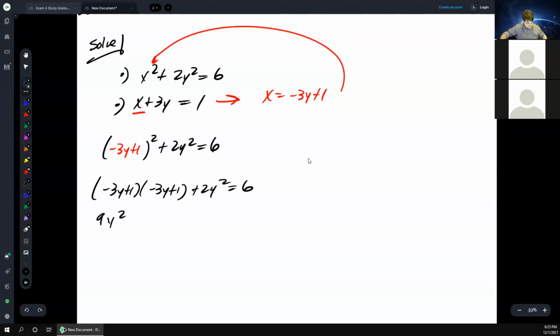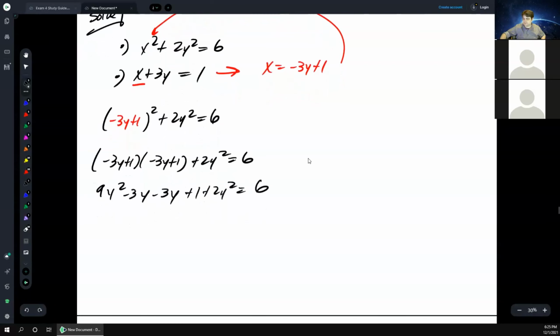So we got 9y squared. Outside term is minus 3y. Inside term is minus 3y, plus 1, plus 2y squared equals 6. If we combine like terms, 9y squared and 2y squared gives us 11y squared. The minus 3y's would give us minus 6y. And then lastly, we have plus 1 equals 6.